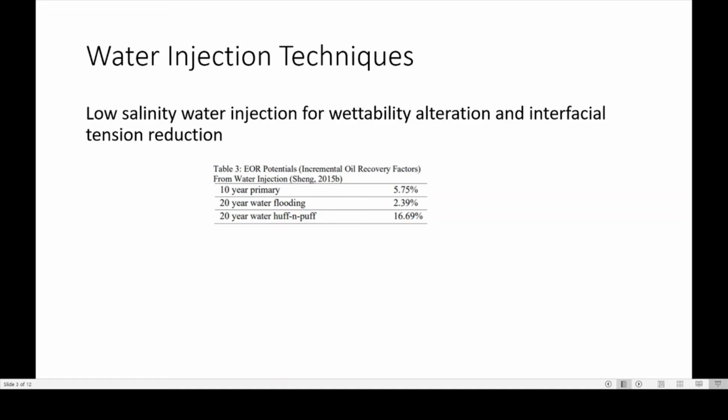The next method I'll talk about is the water injection techniques. Low salinity water injection for wettability alteration and interfacial tension reduction is primarily used. From simulation results in this literature review, it shows the 10-year primary, 20-year water flooding, and 20-year water huff and puff, and their respective recovery factors.